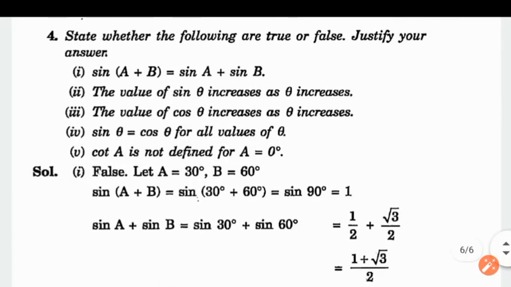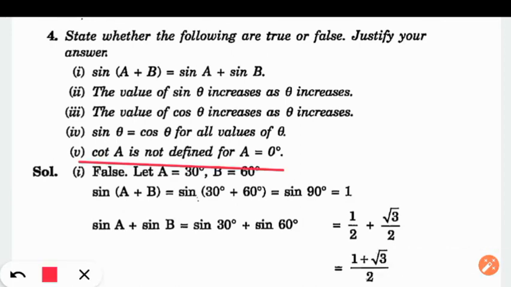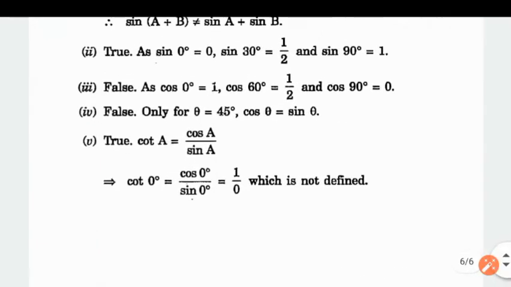Now, number 5: cot A is not defined for A equals 0. So tan 0 is 0 and cot 0 is undefined. Yes, this one is true. Cot means cos by sine. So cos 0 degrees is 1, sine 0 degrees is 0, and 1 divided by 0 is not defined.